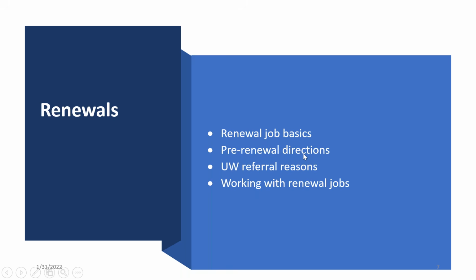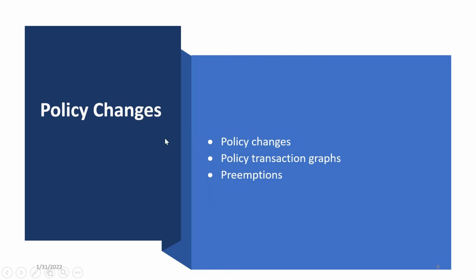What are pre-renewal directions? Let's say before they start the renewal, if they want to give any specific instruction to their underwriter or to the agent, how can they define those pre-renewal directions in the system? What are underwriter referral leads, and those things we will learn. Then how do we really work with this renewal job? How will the underwriter or agent create the renewal job for you, and what is the significance of that? How do you track it? Those things we will learn in the renewal topic.